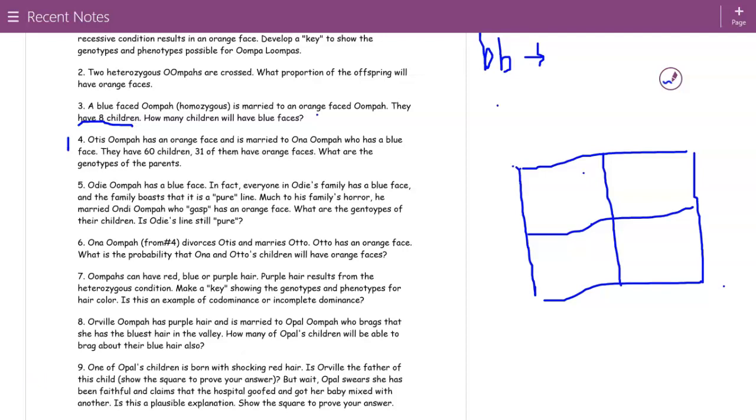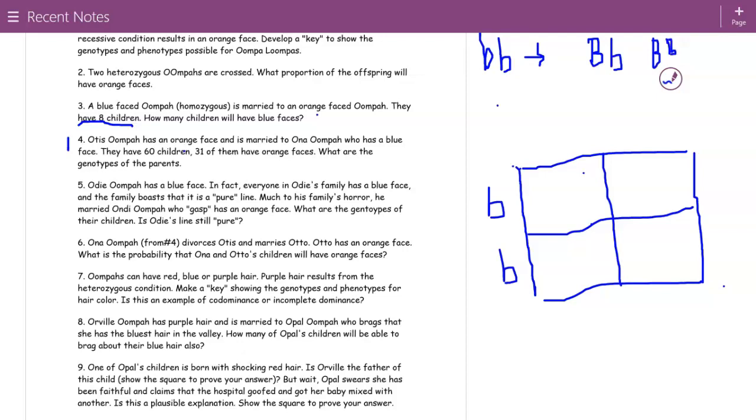I begin with my Punnett square. I begin with the possible allelic combinations that the parents could have. Okay, Otis has an orange face. Otis can only be this, right? Because he has an orange face. He needs 2 copies of the recessive allele. Ona has a blue face. Okay, so blue, she can be heterozygous or homozygous dominant.